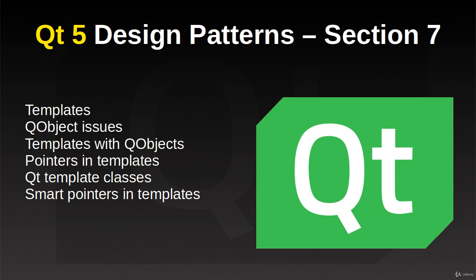This is Qt 5 Design Patterns Section 7. This section is all about templates. We're going to look at issues with QObjects and templates. We're going to look at pointers and templates along with the Qt template classes and how to use smart pointers inside of templates.